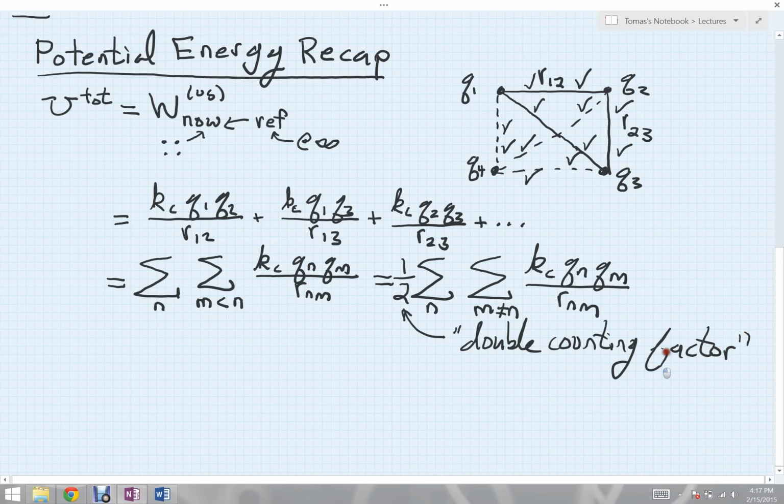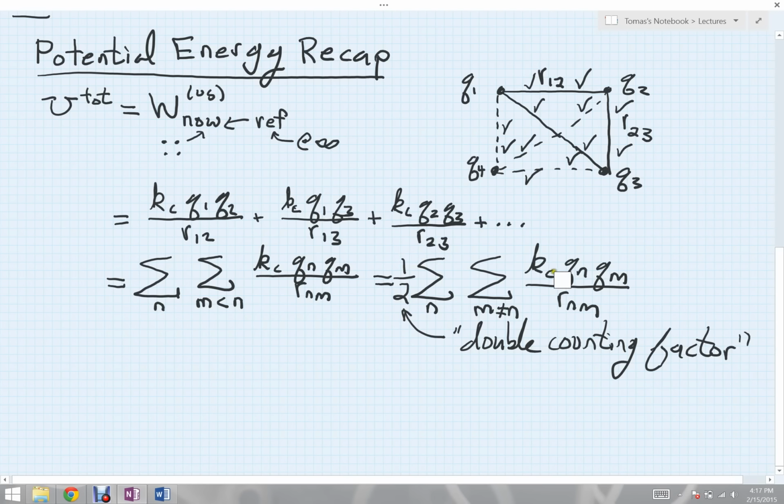That's the price we pay for having a much more easily organized summation. This summation, though, is very much worth having to deal with that extra factor of 1/2, because look what I can do now. Let me look at this sum here.